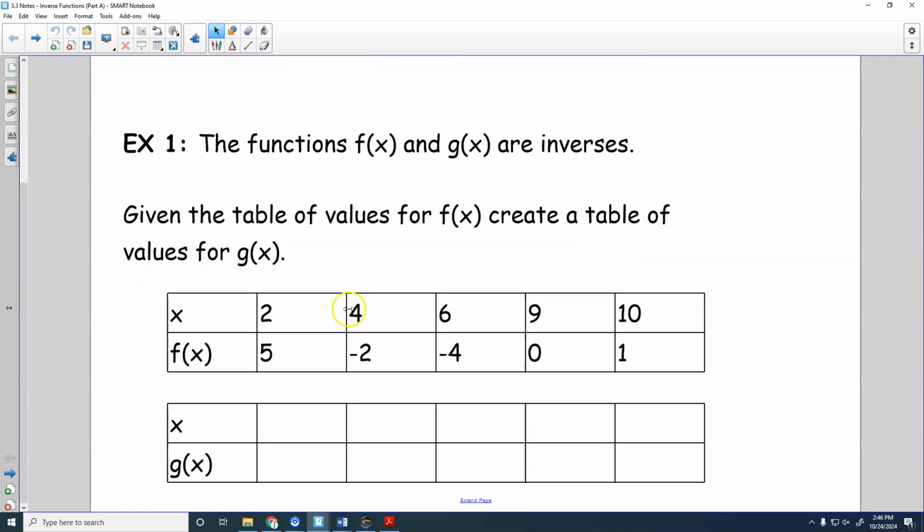So if I'm given this table right here, and I'm told that f and g are inverses, and I want to make a table for g of x, what do I need to do? Just switch them, right? So that top line would be 5, -2, -4, 0, 1. The bottom line would be 2, 4, 6, 9, 10. So just your x and y coordinates are going to switch for that. That's all we're doing.